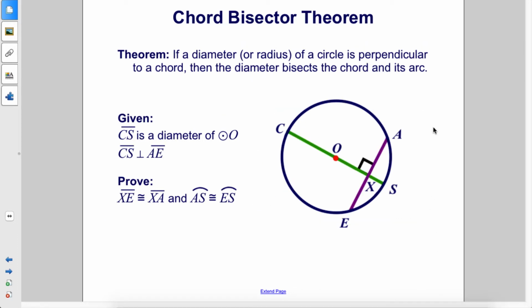Chord bisector theorem. If a diameter or radius of a circle is perpendicular to a chord, then the diameter bisects the chord and its arc. So given that CS, this green segment here, is the diameter of circle O, and also given that CS is perpendicular to AE, the purple segment, prove that XE is congruent to XA, and arc AS is congruent to arc ES.